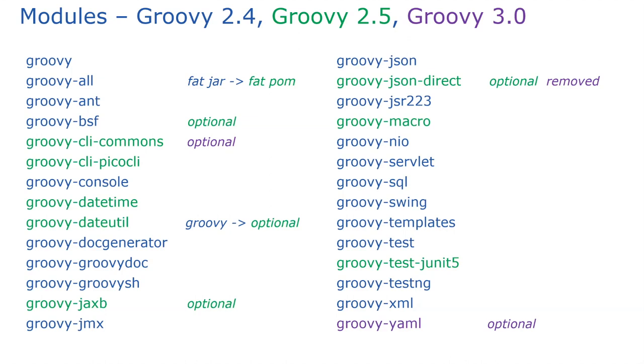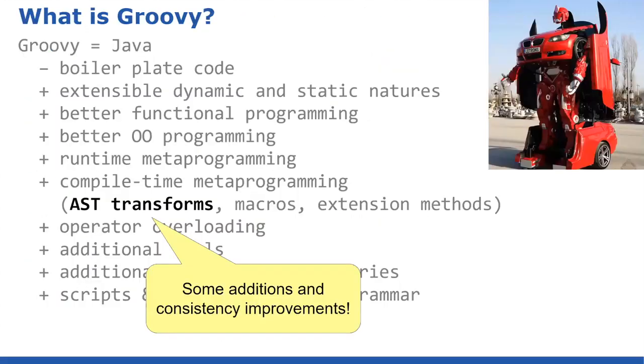So this gives us a way to move the language and evolve it without impacting users too much, or at least giving them a very clear picture of what they need to do to make use of all the functionality. So that's what's happening in the module space.